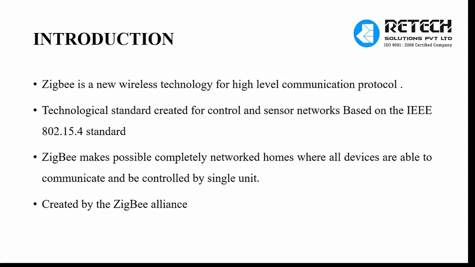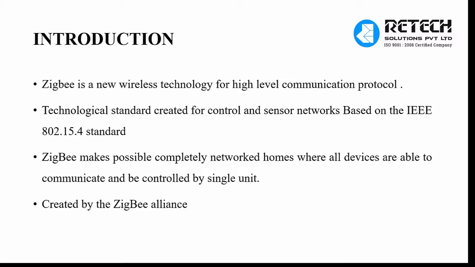Let's see some introduction about Zigbee. It is a new wireless technology for high level communication protocols. As I already told you, the Zigbee range is high and accuracy is high, so it is used for high level communication protocols, and these protocols have some high level standards. It is a technological standard created for control and sensor networks based on the IEEE 802.15.4 standard. This is the protocol standard given by the IEEE.